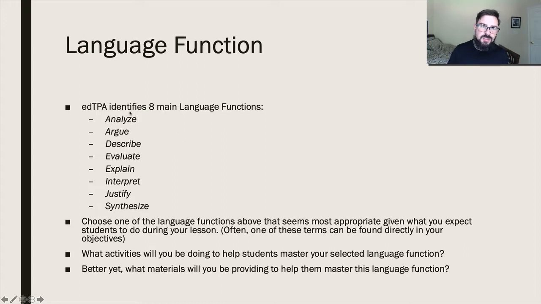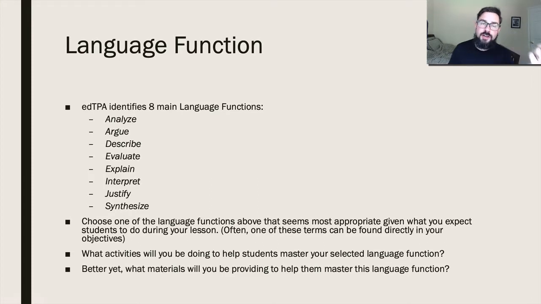If you think about a language function, what they mean is if you're reading a text and you want students to annotate and do things with text like that, you might be in that analyzing space. If you are studying things like persuasive writing, you might look at the element of argument. And so all of these relate in some way to skills that we would expect from English language arts students.